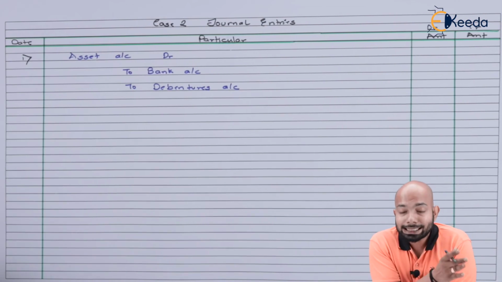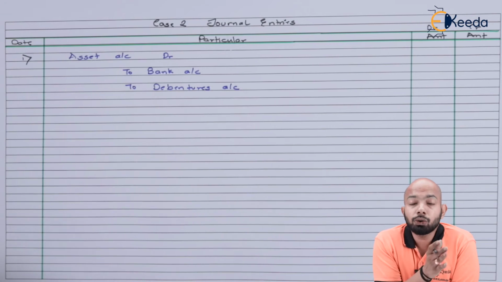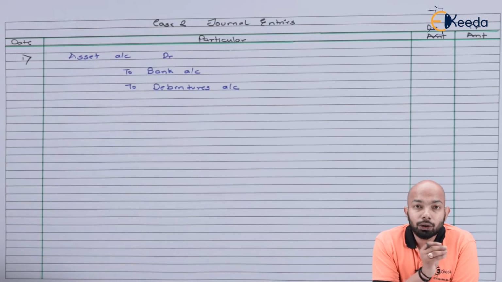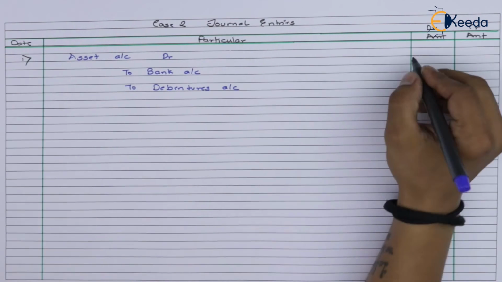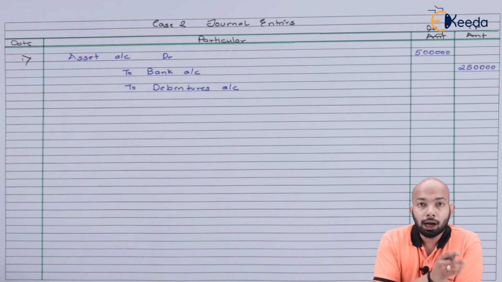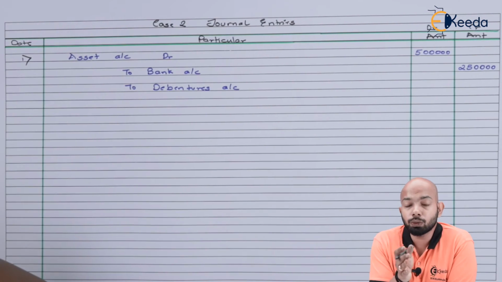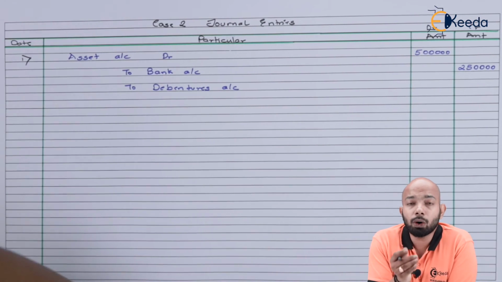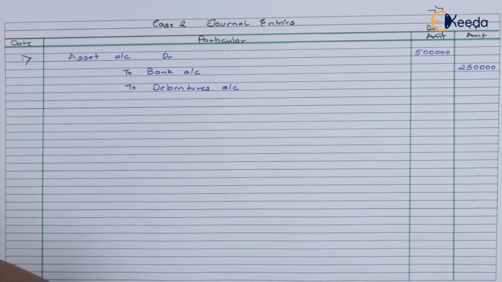So the entry will be asset account debit to bank account to debentures account. We'll mention the entry here and the amount as well. 5 lakh is the cost of the asset, out of which 2,50,000 goes towards the cash payment that has been made. So the balance will be the amount of debentures that we have issued out.